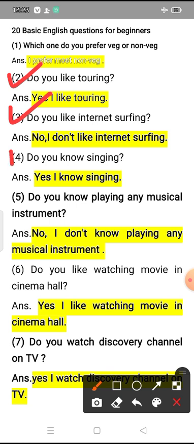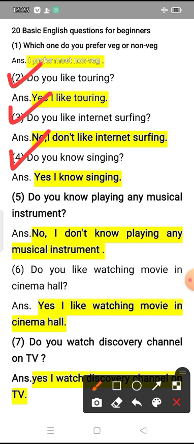And your fourth question is: do you know singing? It means do you know how to sing a song? So you can also ask, do you know how to sing a song, or you can directly ask, do you know singing? If you know singing, then you can say yes, I know singing. If you don't know singing, then you can say no, I don't know singing.